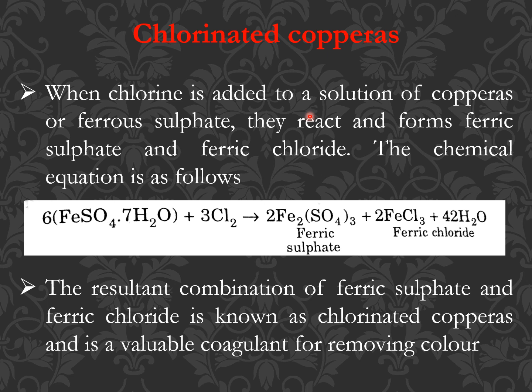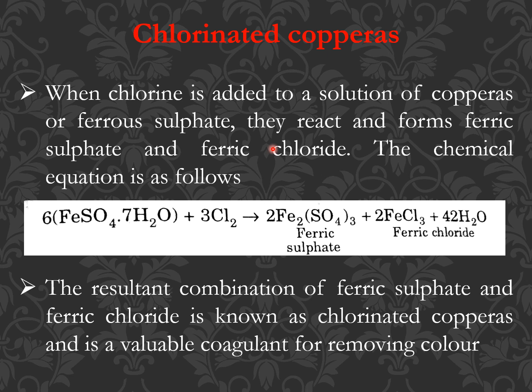Chlorinated copperas. Chlorine is a disinfectant. Just as alum is used worldwide as a coagulant, chlorine is one of the cheap and best disinfectants used in the water treatment plant. So chlorinated copperas is a solution of copperas or ferrous sulfate to which chlorine is added. Normally we use chlorine in the disinfectant unit and for cleaning.